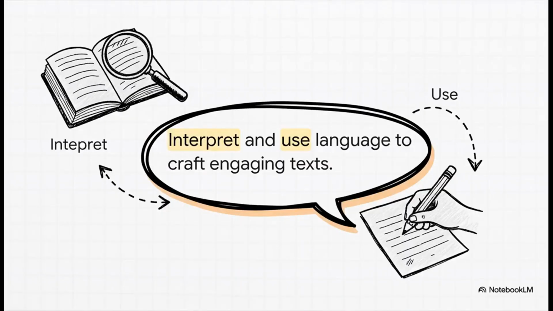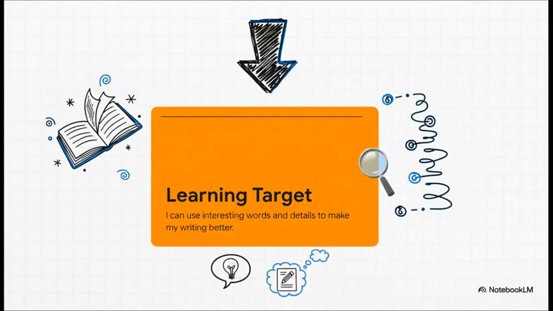Now pay close attention to those two key verbs, interpret and use. This is so important. It means kids have to be able to spot this kind of language when they're reading, and they also have to be able to use it in their own writing. It's a two-way street.